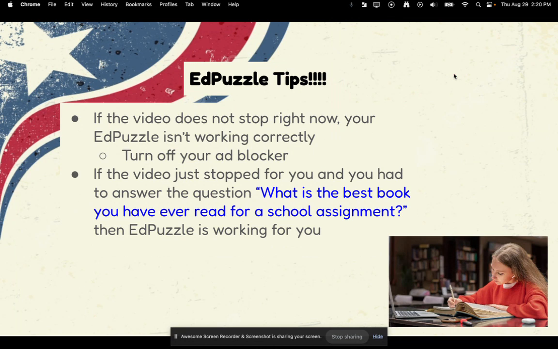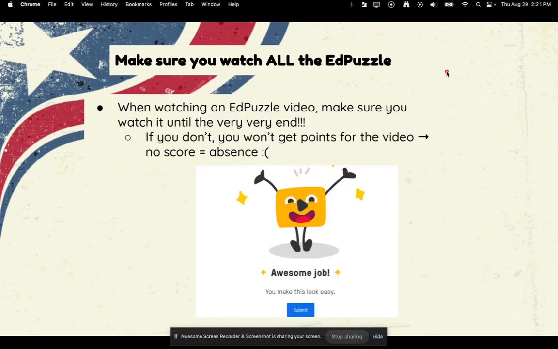Okay, so hopefully Edpuzzle worked for you. If the video did not stop a second ago, your Edpuzzle isn't working correctly, so make sure that you turn off your ad blocker. If the video just stopped for you and you had to answer the question, what is the best book you've ever read for a school assignment, then Edpuzzle is working for you. So when watching Edpuzzle videos, make sure you watch it all the way to the very, very end. If you don't, you won't get points for the video, and then that means you get a 0 on the assignment, and that means that I have to mark you absent as well. It's just a whole big thing. So make sure you watch it to the very, very end.